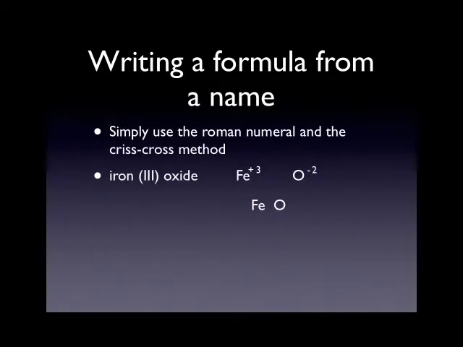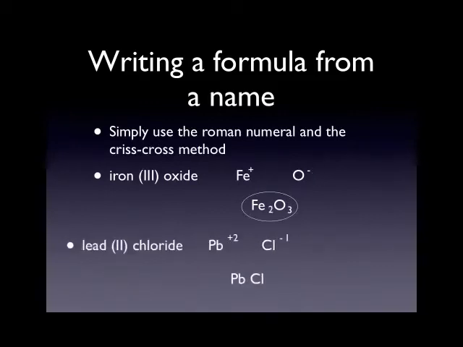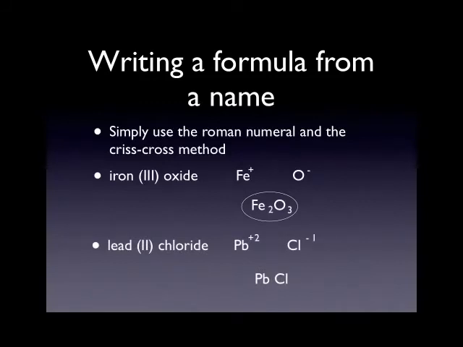There's no ones, so you don't need to remove them. That's what we did in the last section. The Roman numerals are the charge. Another example, we've got lead 2 chloride. We've told you that lead is +2. You don't have to guess if it's 2 or 4. The Roman numeral is the charge. Lead 2 chloride. Symbols?